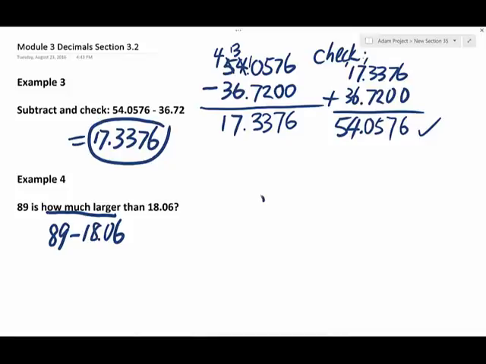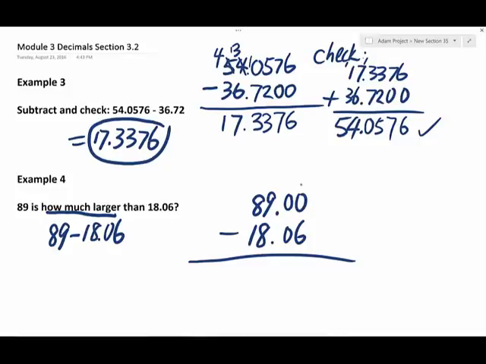So first of all, let's write them vertically. Since 89 has no decimal point, you can add a decimal point right after the ones digit. Let's write down 18.06. Line up by the decimal point again. Since 89 has no numbers after the decimal point, you can add a couple of zeros to replace the digits.